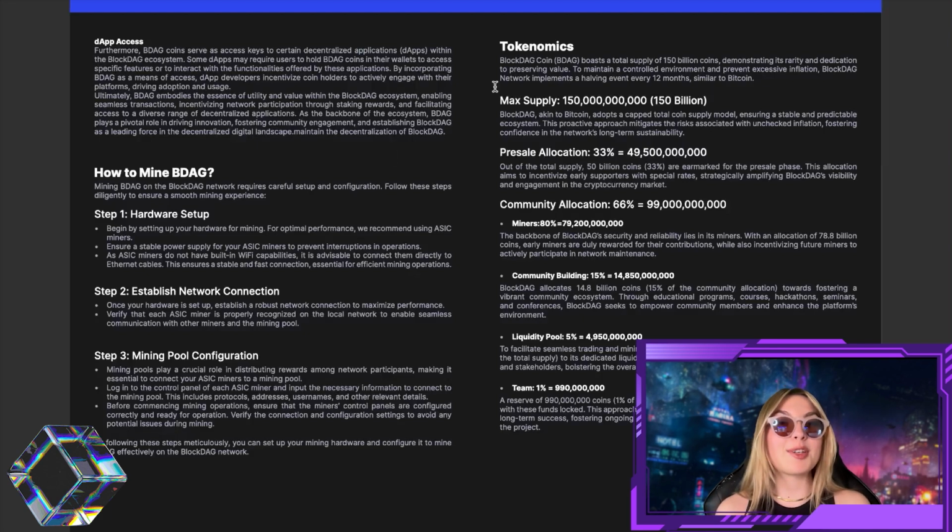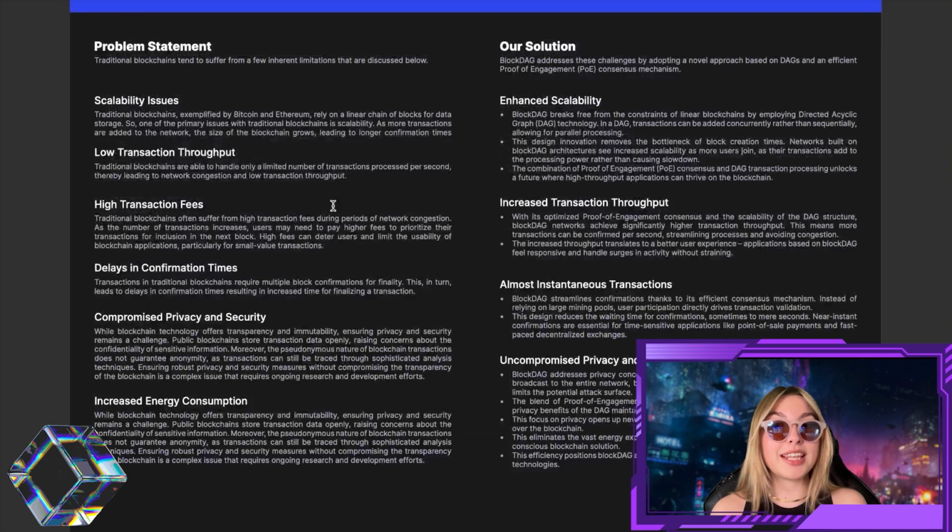Apart from that, definitely make sure to check out the tokenomics as well. You got the max supply of this number over here. An insane number, 150 billion, absolutely crazy. The presale allocation at 33%, the community allocation at 66%, miners 80, community building is 15, liquidity pool 5, and the team is 1%. So definitely keep all of that in mind. It's a great redistribution.